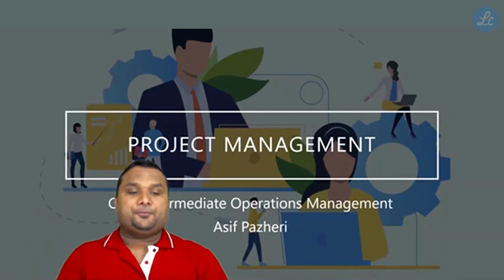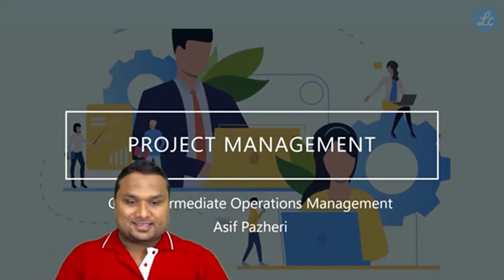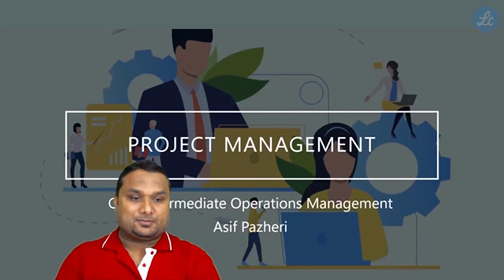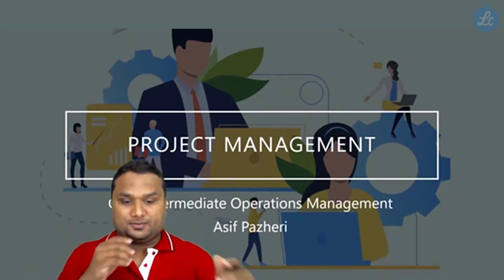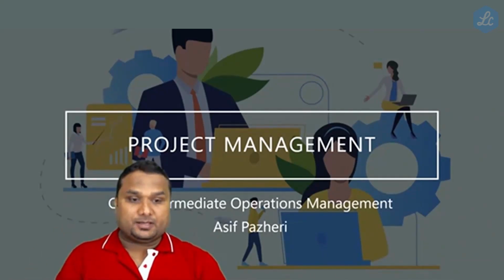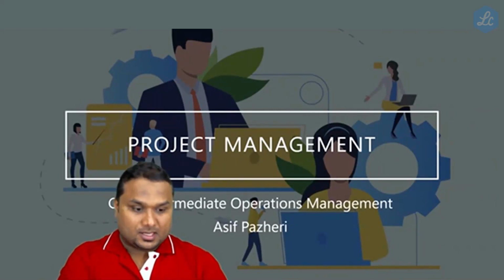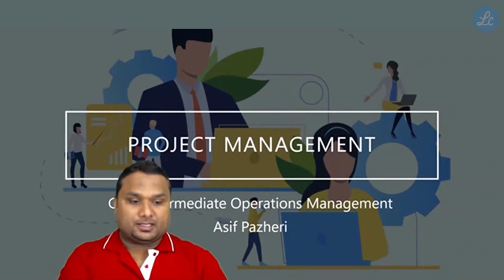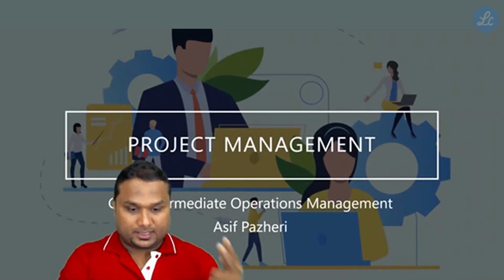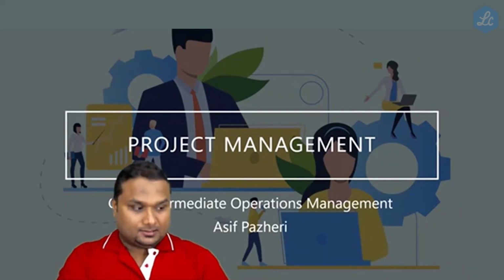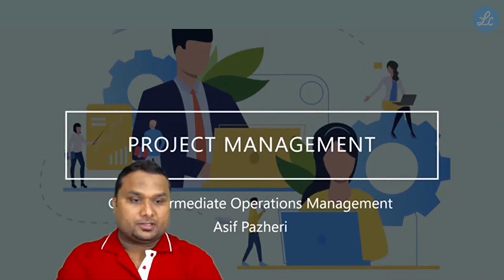Are you ready? Today, we are discussing the sixth chapter. The sixth chapter is called project management. Project management, that is CPM and PERT. The chapter consists of two parts. One is critical path method, and the other one is program evaluation review technique. So it has two areas: one is critical path, and the other is program evaluation review technique.